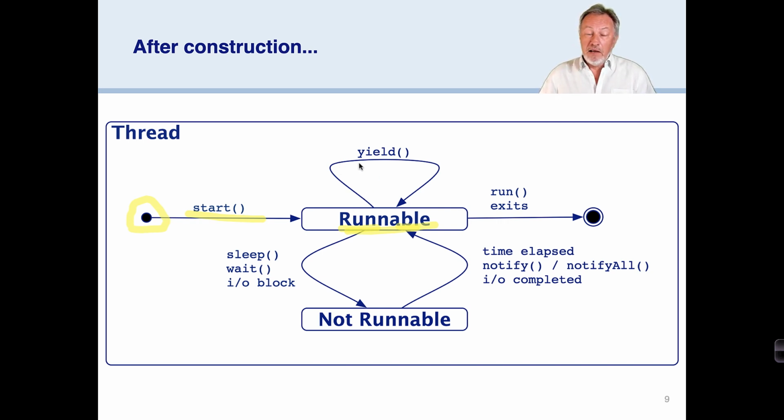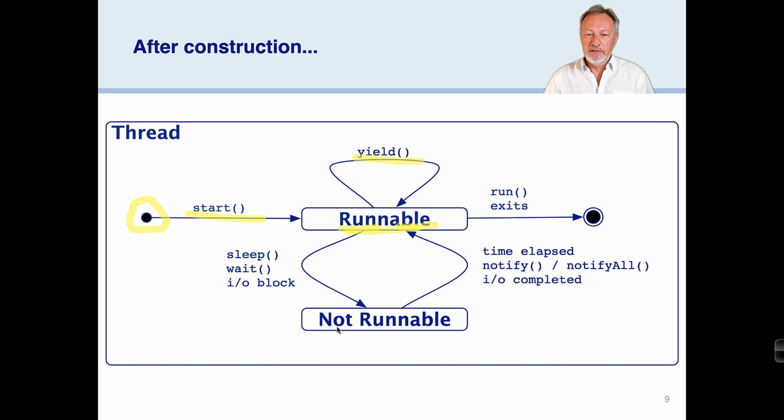A thread at any point could call a yield method. Yield, all it says, is, hey, Java Virtual Machine, if you want to give somebody else a chance, I'm willing to give up the processor for a moment here. So it stays runnable. It just moves to the back of the queue and some other thread will run. In actual practice, we won't be using the yield method very much, but in some cases it may be useful.